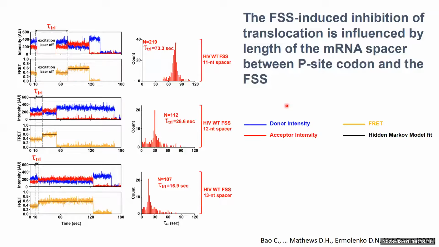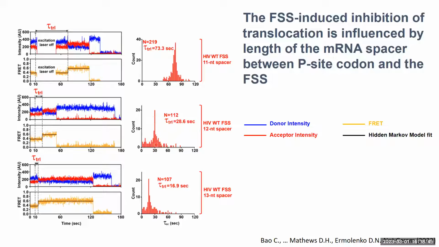And this effect depends on the spacing between the stem loop and the P site codon. The further the stem loop from the entry to the mRNA channel, the less inhibitory it is. So right at the mRNA channel, the median translocation time is 73 seconds. When we move the stem loop 12 nucleotides away from the P site codon, translocation now takes 30 seconds, median time.